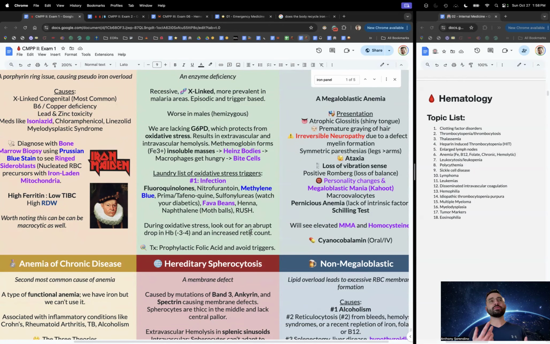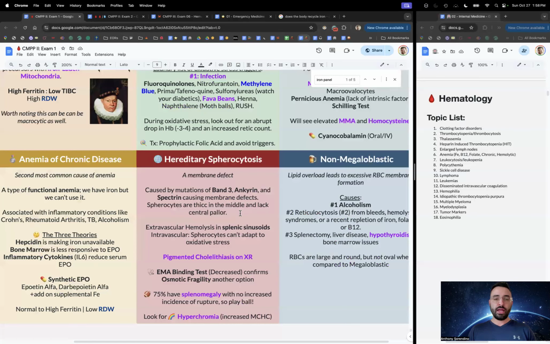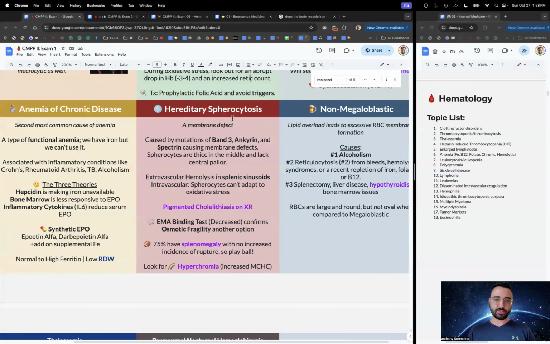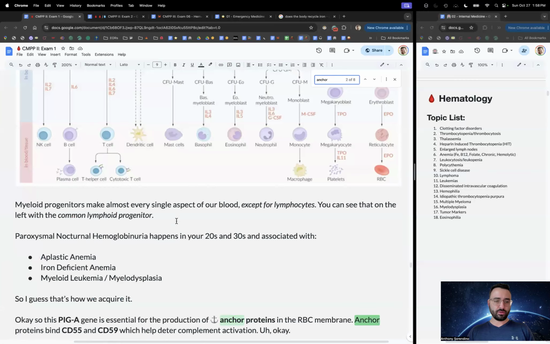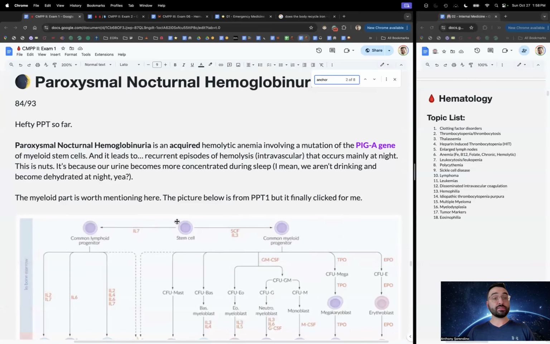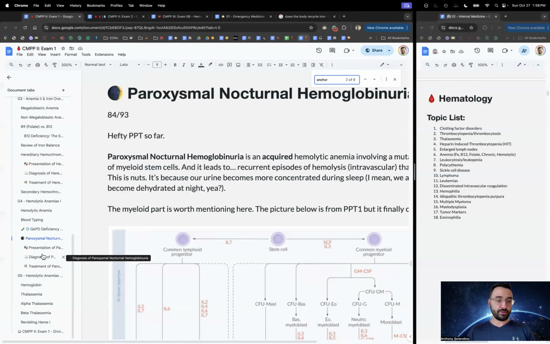A retic count is your red blood cell precursors. So if your bone marrow is fine, your retic count is going to go up. So that's normocytic. And then you have hereditary spherocytosis. Yeah, this has to do with those. Is this the anchoring proteins or is that something else? PIG-A. No, it's not anchoring. That's going to be something else, which we'll talk about in a second.